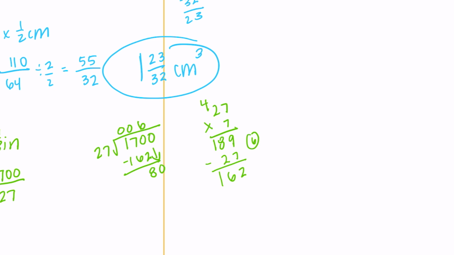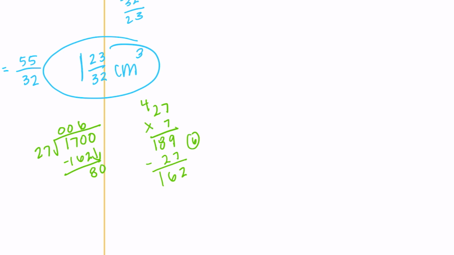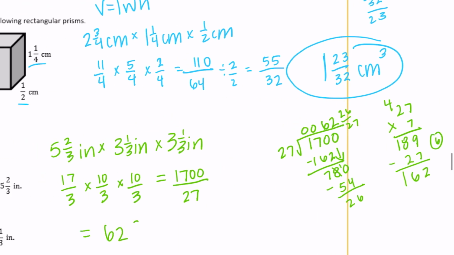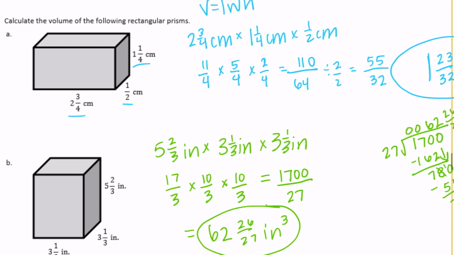Bring down the 0. How many times can 27 go into 80? Probably 2 or 3. I think 27 times 3 is 81, so it's going to be too big. But 27 times 2 is 54. So it goes in 2 times. 80 minus 54 is 26. So we get 62 and 26/27ths inches cubed as the volume for this rectangular prism.